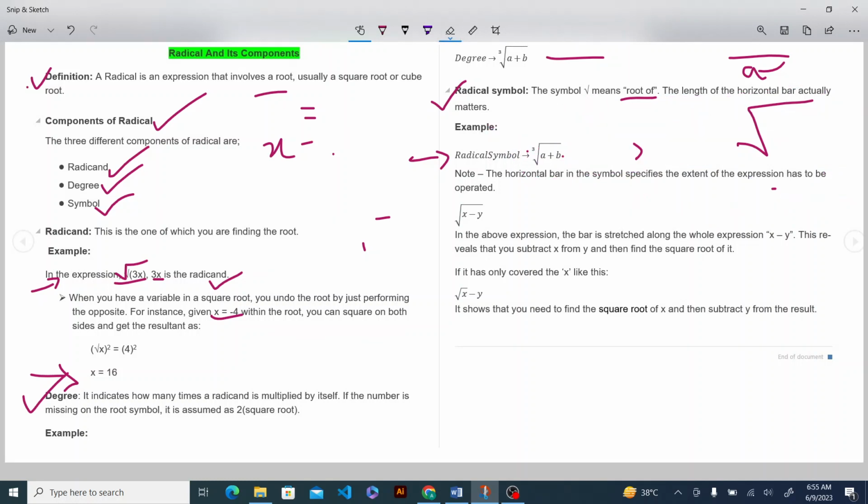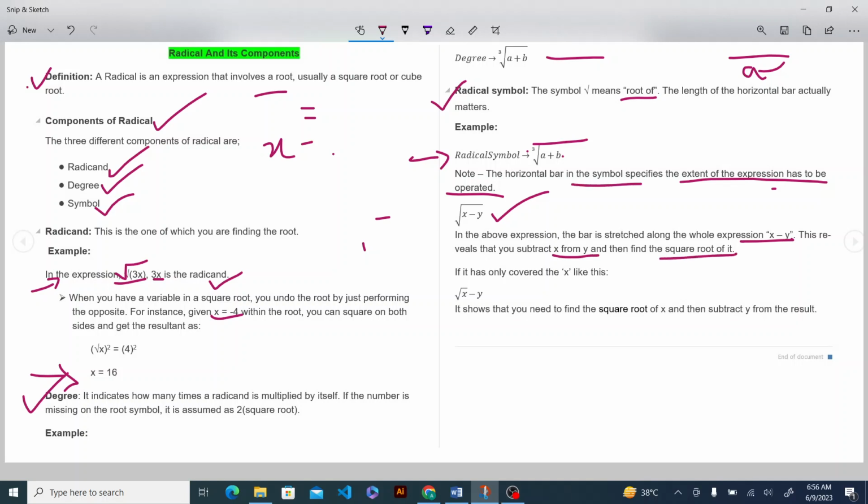Let us see the example now, to clear the concept of symbol, actually to highlight the value of this horizontal bar. Note, the horizontal bar in the symbol specifies the extent of the expression that has to be operated. If we are given the expression under root x minus y, the bar is stretched along the whole expression x minus y. This reveals that you subtract y from x and then find the square root of it.